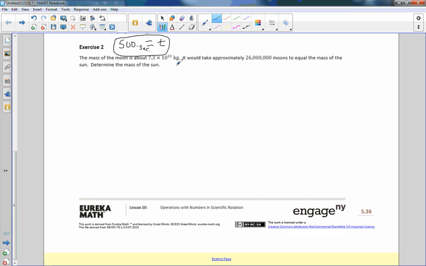Okay, exercise 2. Now it says the mass of the moon. Let me get this out of the way. It says the mass of the moon is about this.